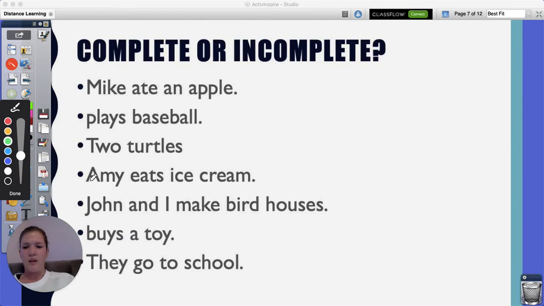Next one, Amy eats ice cream. I see a capital letter. I see a period. I see a subject who's Amy, and it definitely tells me what Amy is doing. She eats ice cream. So I'm going to give it a green check for complete.